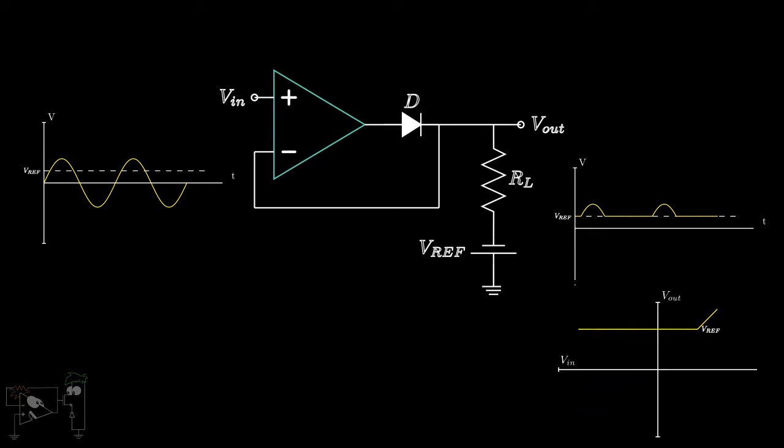Note that this is a precision negative clipper just like the precision half-wave rectifier. The op-amp ensures that the circuit clips the input at the level Vref with great precision.